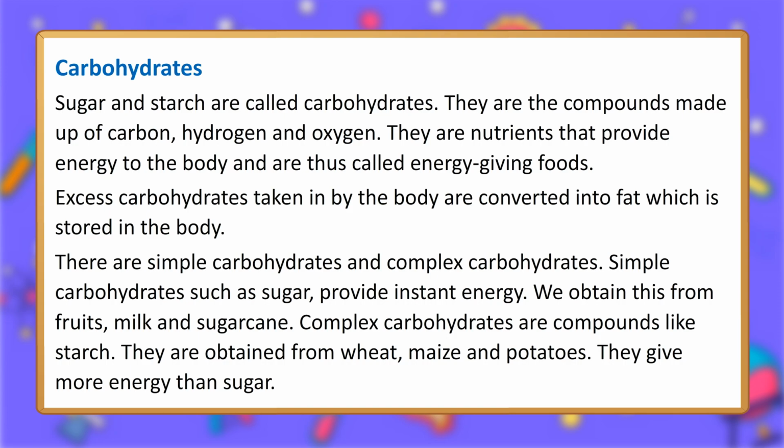There are simple carbohydrates and complex carbohydrates. Simple carbohydrates such as sugar provide instant energy. We obtain this from fruits, milk and sugarcane. Complex carbohydrates are compounds like starch. They are obtained from wheat, maize and potatoes. They give more energy than sugar.